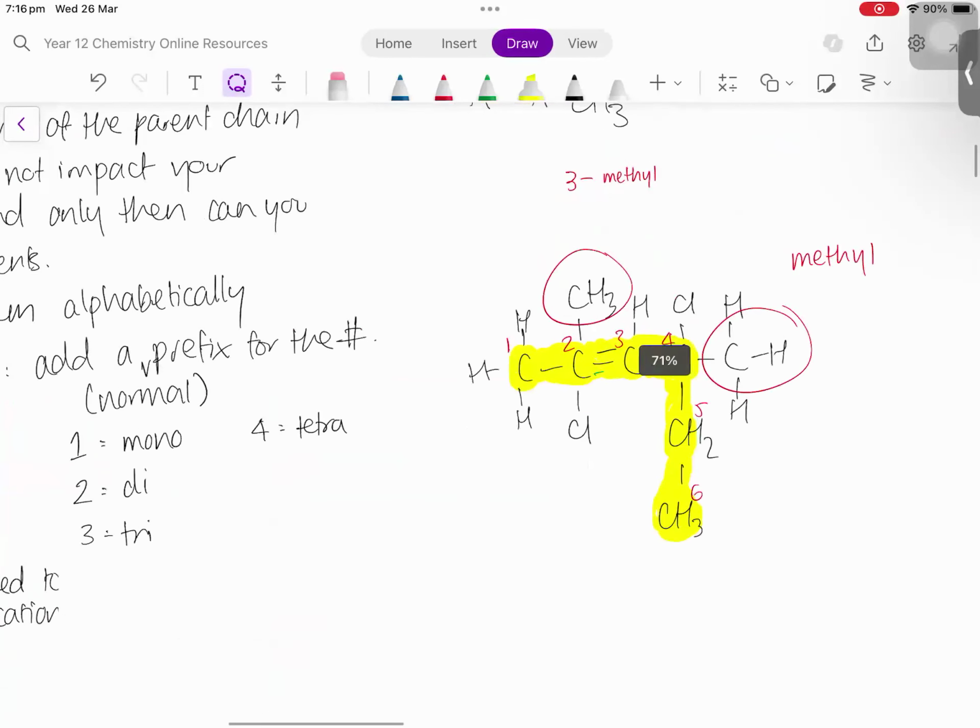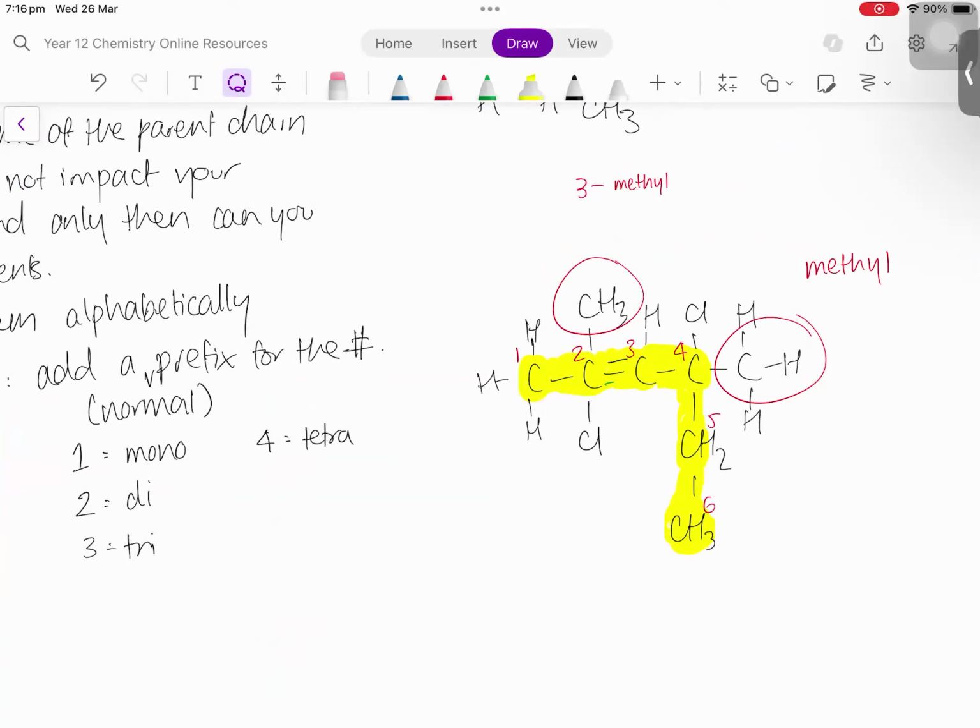So we identified two branches. They both have one carbon each, so they're both called methyl, which means I've got two methyl groups. I'm not counting carbons, I'm counting methyl branches. What's the prefix that I use for two? We just went through it.